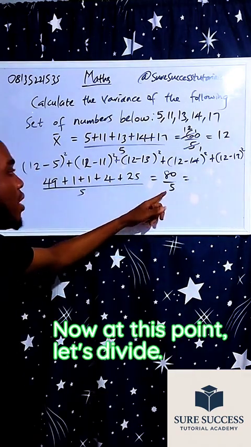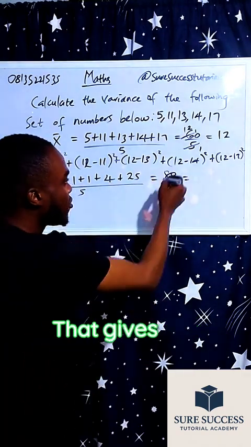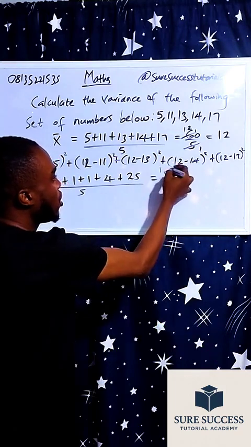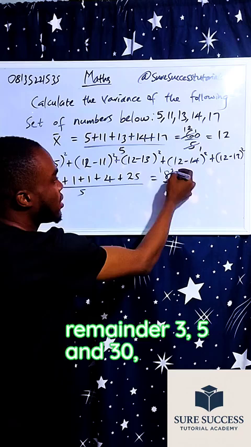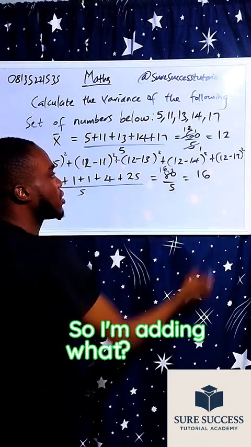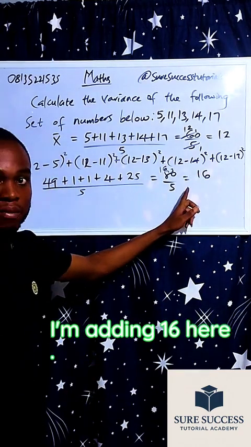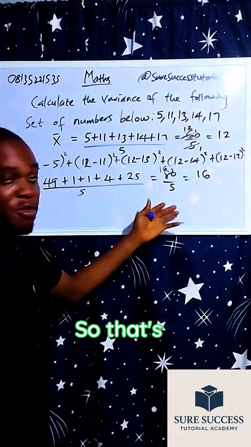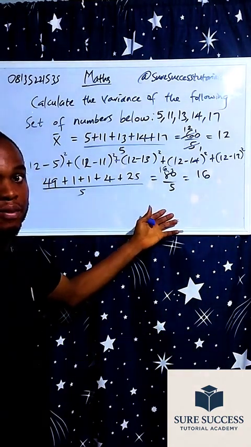Now at this point, let's divide. How many times can 5 go in 8? That gives me 1, remainder 3. 5 in 30 gives me 6. So I'm having 16 here. So that's my variance. Very, very easy.